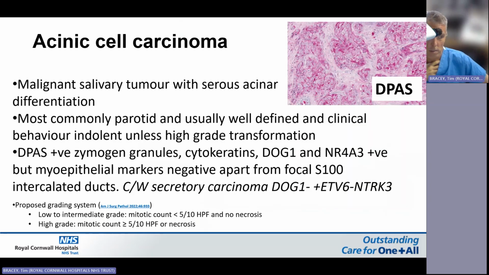DPAS positive zymogen granules, to be honest, I would just diagnose this on a well-differentiated tumor on the H&E. The DPAS is a good one to do. Personally, I don't think it's necessary to do cytokeratins because the differentiation is usually so good and it's usually so obvious. Sometimes you might want to exclude secretory carcinoma, which is DOG1 negative and has a characteristic NTRK ETV6 translocation.